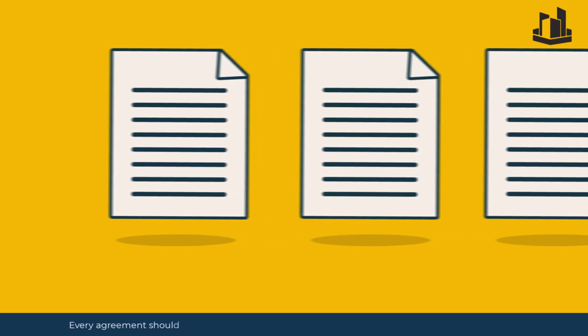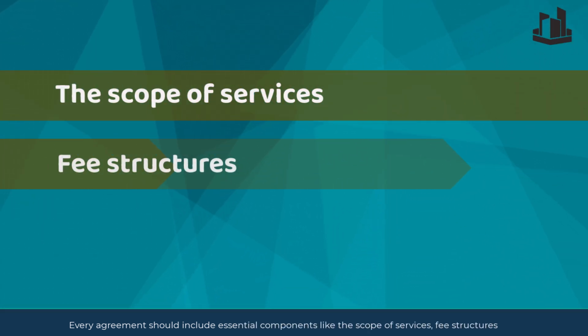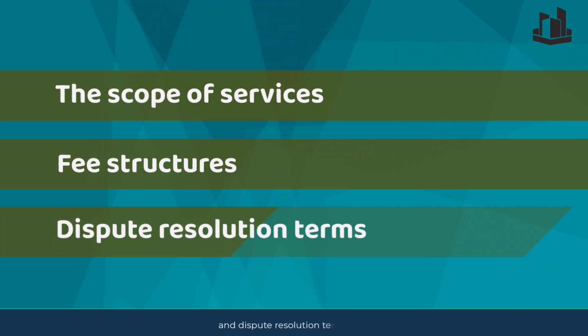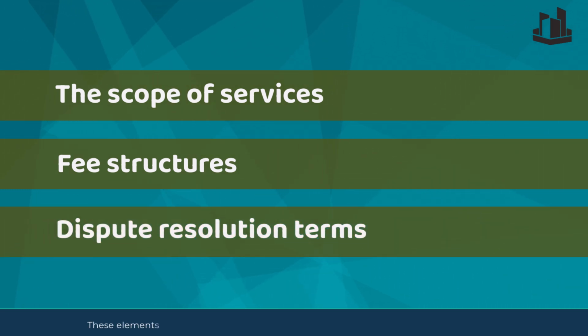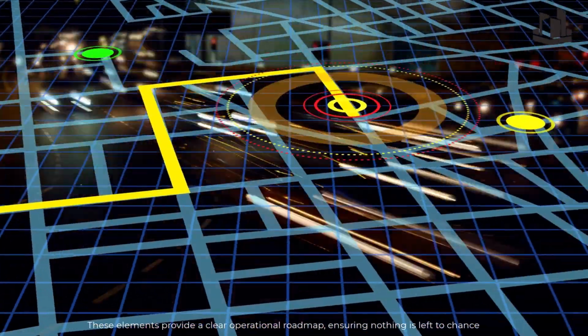Every agreement should include essential components like the scope of services, fee structures, and dispute resolution terms. These elements provide a clear operational roadmap, ensuring nothing is left to chance.